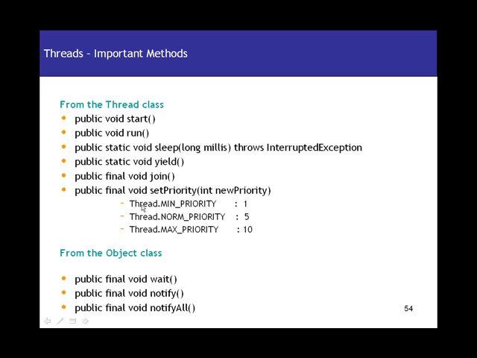The next method is the setPriority method, and it takes an integer, which can be between 1 and 10. When you call setPriority, it sets a priority for your thread. Every thread has got a priority, and you have the static variables already defined: MIN_PRIORITY with a value of 1, NORM_PRIORITY with a value of 5, and MAX_PRIORITY with a value of 10.